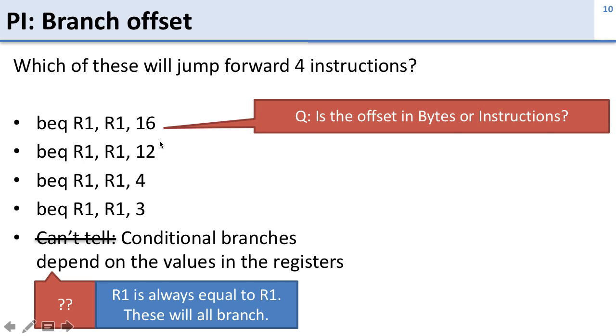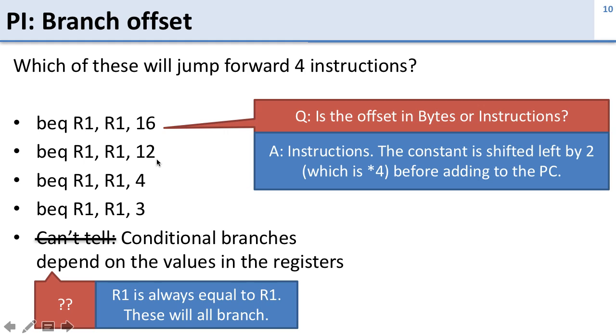And the question there is, is the offset specified in bytes or instructions? Well, in this case, it's specified in instructions. So we specify how much to offset in instructions, and then remember it gets shifted over by 2 bits, or multiplied by 4, before it gets added to the PC. So it's neither one of these two here because these are in bytes and we want to specify it in instructions.